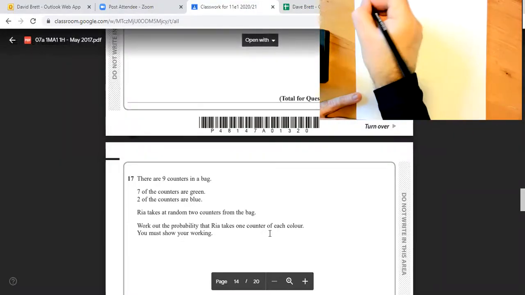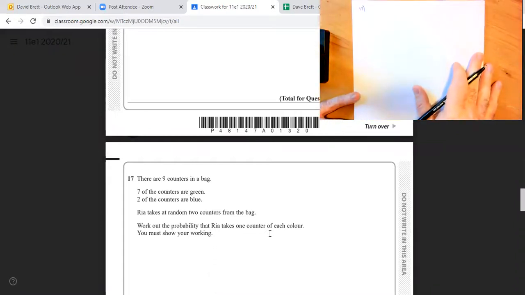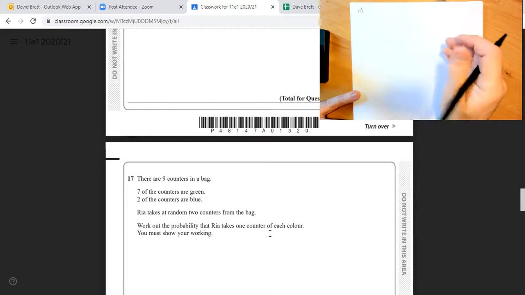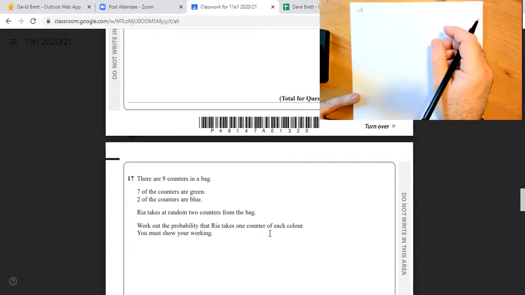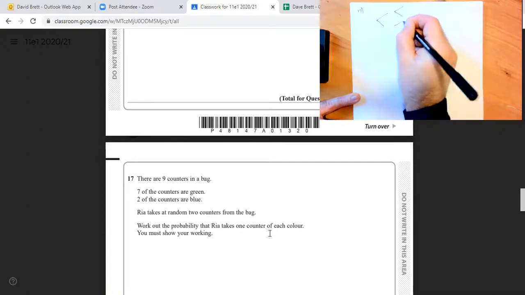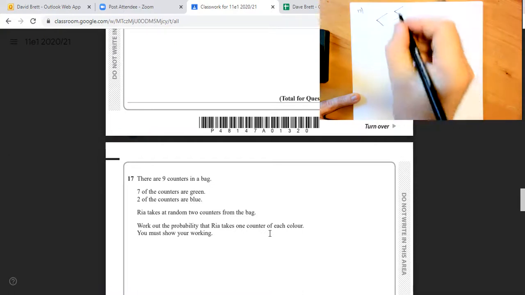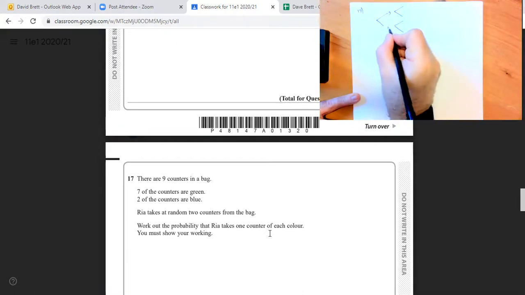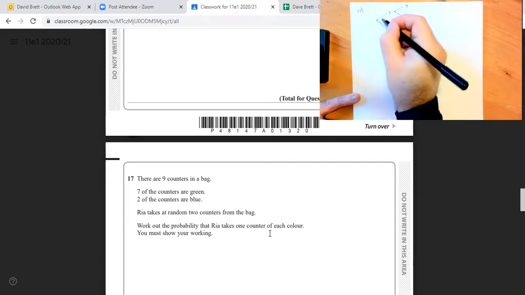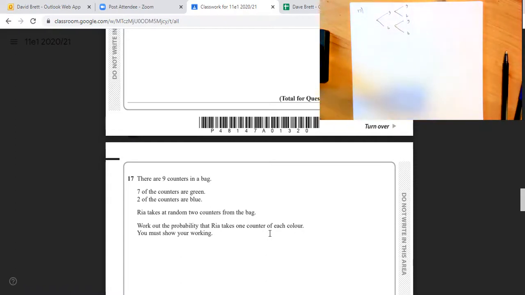Okay, so question 17. There are 9 counters in the bag, 7 of the counters are green, 2 of the counters are blue. Mia takes at random 2 counters from the bag. Work out the probability that Mia takes 1 counter of each colour. You must show your working. A probability tree is one way to do it. So you'd have green, blue, green, blue, green, blue. You put on your probabilities, and then you'd want to follow each route and add them together.